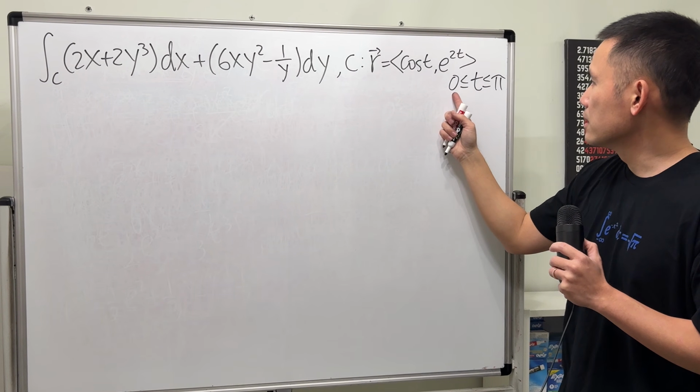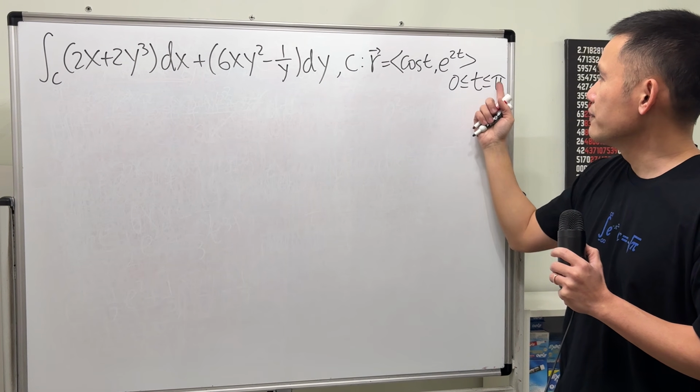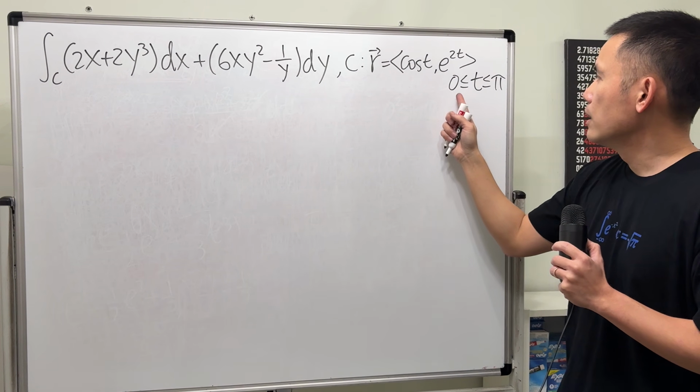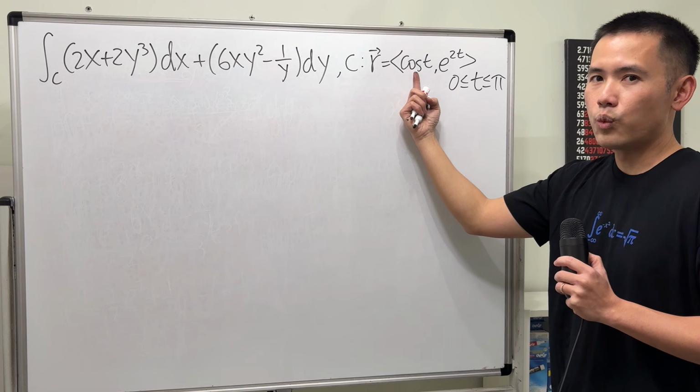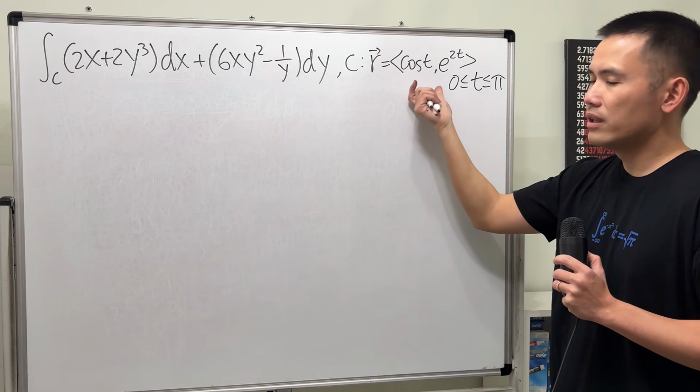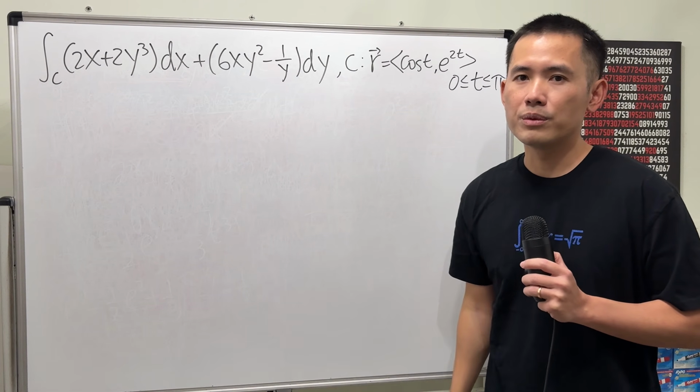Meaning, if you plug in the beginning t value into here, do we end up with the same value when you plug in the end value into the t? Okay, when you plug in 0 into t, cosine t is 1, but when you plug in pi, you get -1. For sure it's not closed. So say bye-bye to Green's theorem.